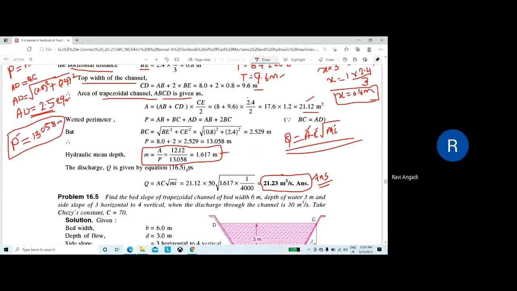Generally the channel will be of trapezium section. The canal will be of trapezium section. So this is one practical problem, and such kind of problems may be asked in exams.